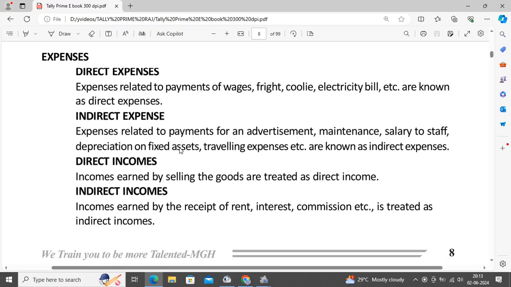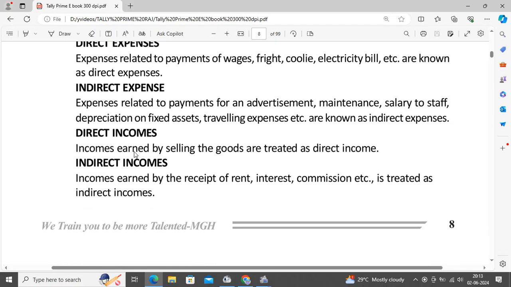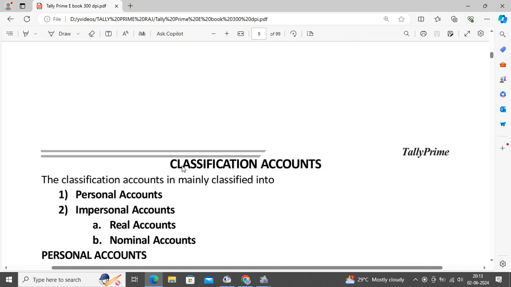Next, direct incomes. Income earned by selling the goods is treated as direct income. Indirect income means income earned by the receipt of rent, interest, commission, etc. These are the commerce terms which we have studied.